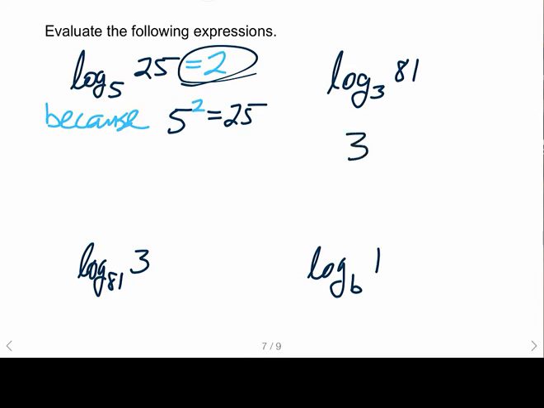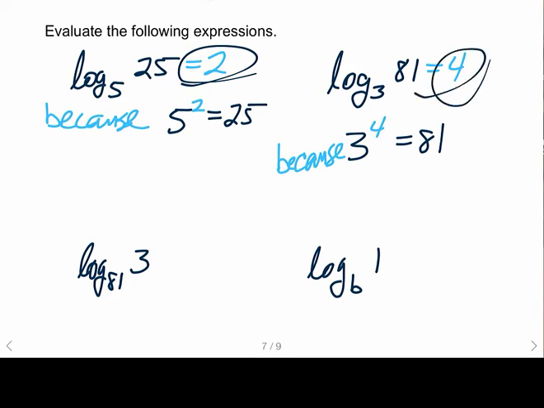What is the exponent on 3 that gives 81? The answer is 4. So log base 3 of 81 is 4 because 3 to the 4th power is 81.